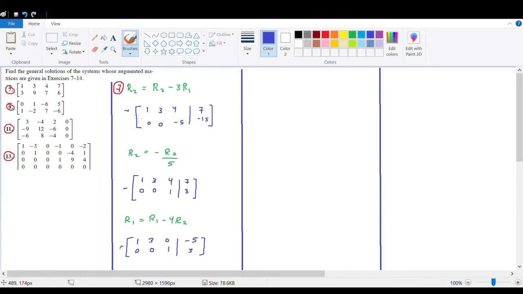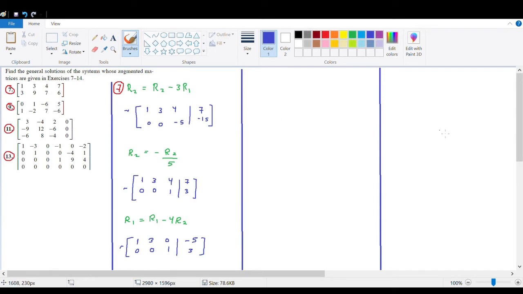So for 7 now we get this after doing row operations. We do one row operation: row 2 is equal to row 2 minus 3 times row 1. We get this matrix. Then we make row 2 equal to minus row 2 over 5. We get this matrix. And the last one is row 1 equal to row 1 minus 4 times row 2. So now our matrix is in reduced echelon form.